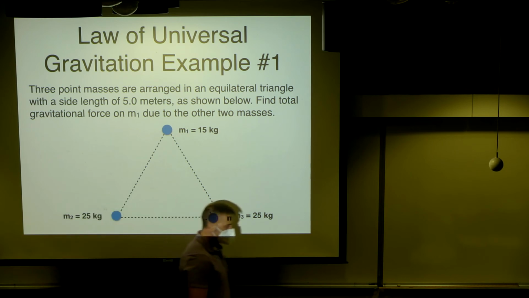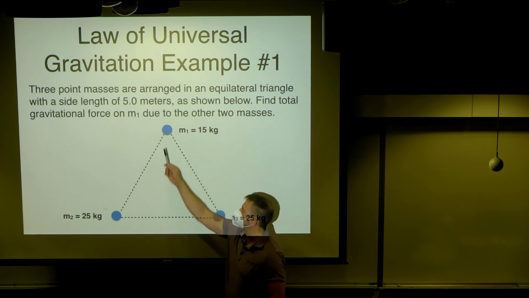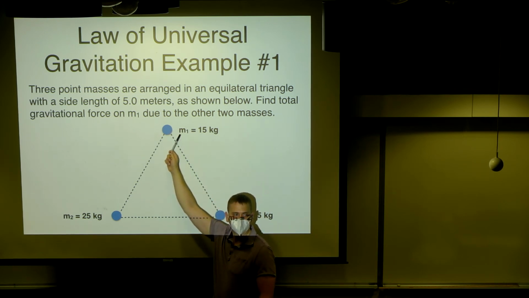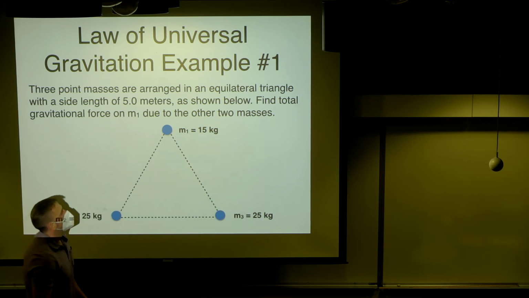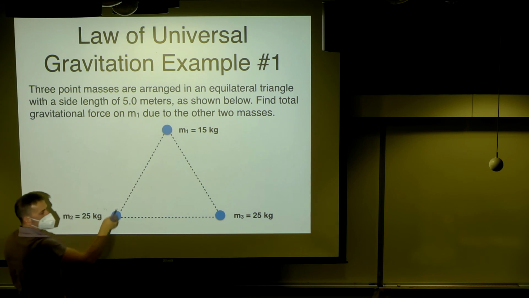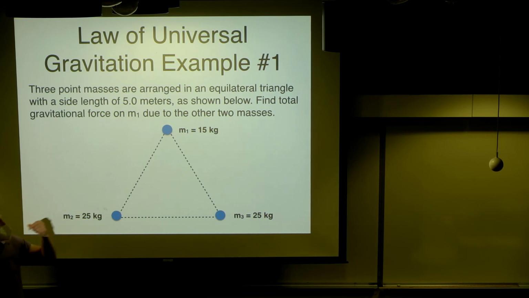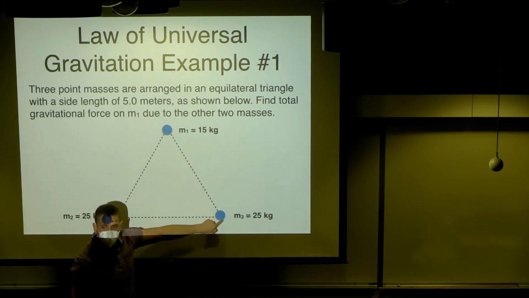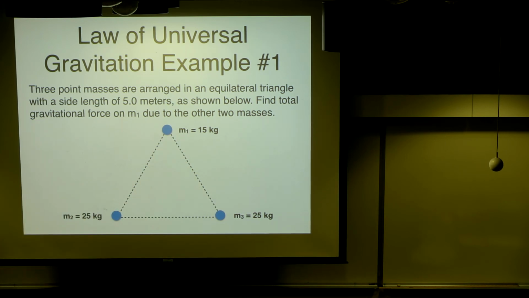Okay. Let's think about this really carefully. We're only interested in the forces acting on M1. How does gravity work? It's an attractive force. So M1 is going to feel a force attracting it towards M2, like this. There's going to be a force going straight down along this line. But it's also going to be attracted to M3. There's going to be another force pulling it along this line. What we're trying to do is find the sum total of those two forces, okay? So, let's do that.